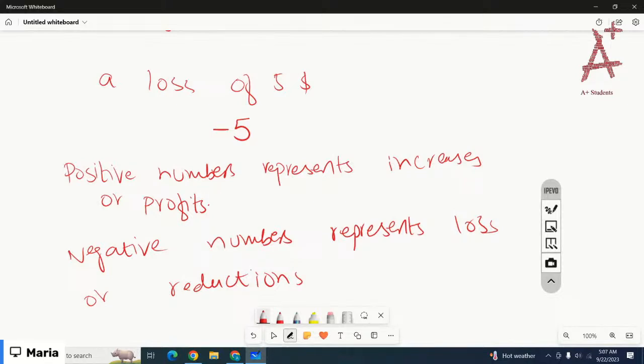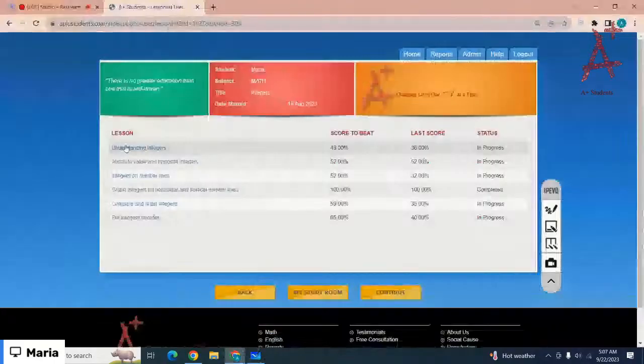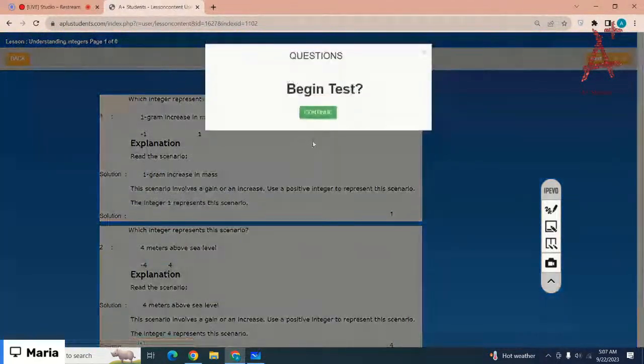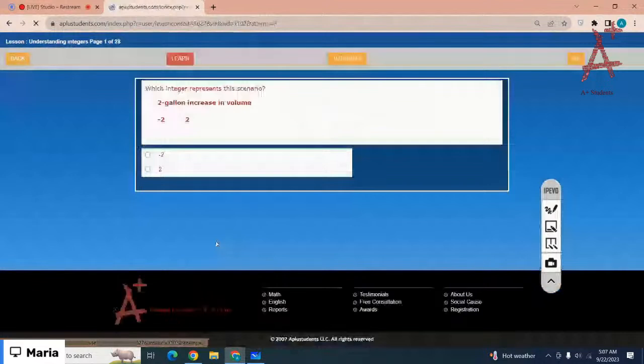Okay, so let's just start with the first lesson, that is understanding integers, right? Which integer represents the scenario: 2 gallons increase in volume? So which is the correct option? That is an increase, right? Increases are always represented by the positive values. So the correct option is 2, right?